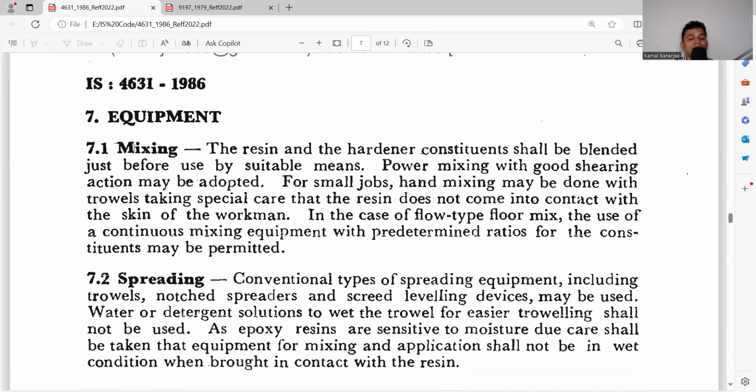Here it is IS 4631-1986. It is described in detail. So first it is saying what is the equipment. That is mixing. The resin and hardener constituents shall be blended just before use by suitable means. Which means that we need to mix before using. We cannot mix and use it after some time. Power mixing with good shearing action may be adopted. So power mixing, no hand mixing. Hand mixing may be done with trowel taking special care, but we should always use power mixing. That is always advisable for epoxy flooring.